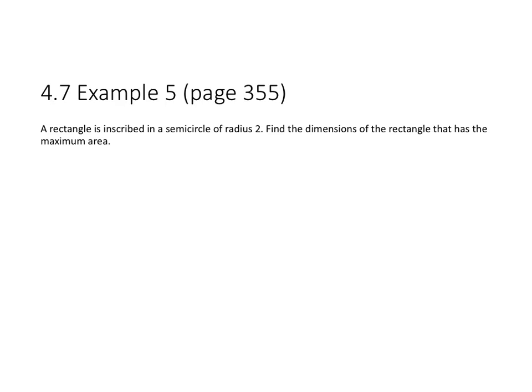A rectangle is inscribed in a semicircle with a radius of 2. Let's draw that. So there's my semicircle. Here's my r equals 2. And we have a rectangle that's inscribed in it. Find the dimensions of the rectangle that have the maximum area. So first thing I need to do is start labeling these pieces.